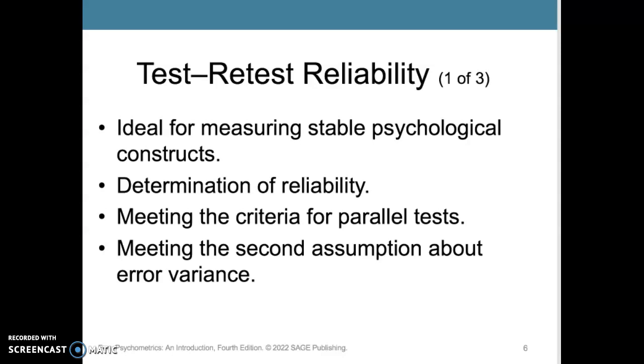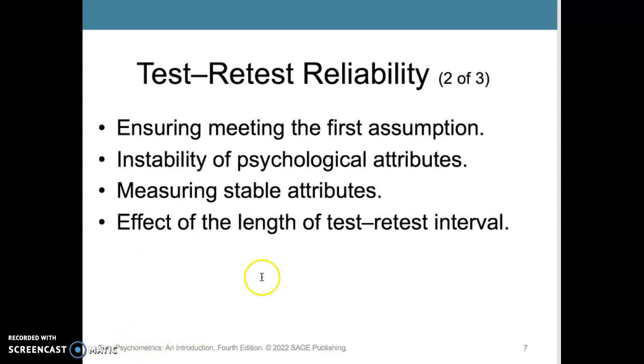And if that's parallel, then we will also assume that the error variance for the first testing is equal to the error variance for the second testing. So there's quite a bit of assumptions here.